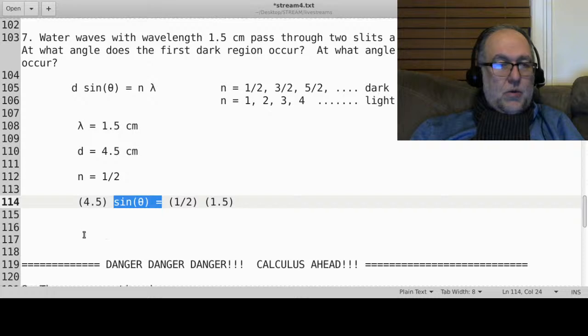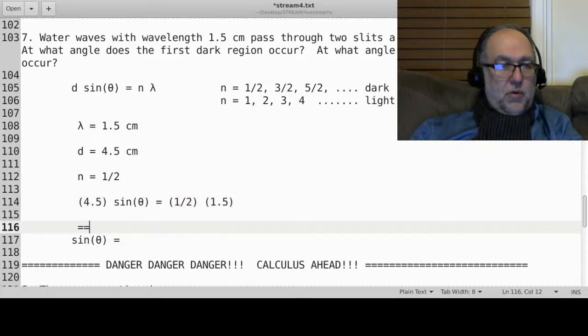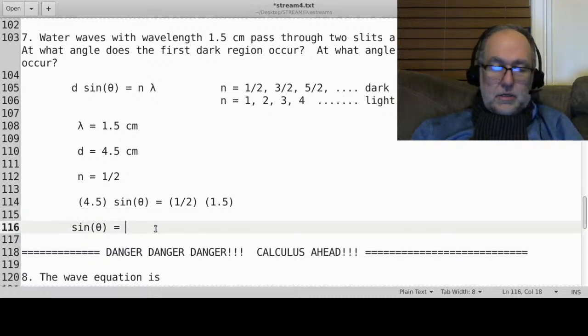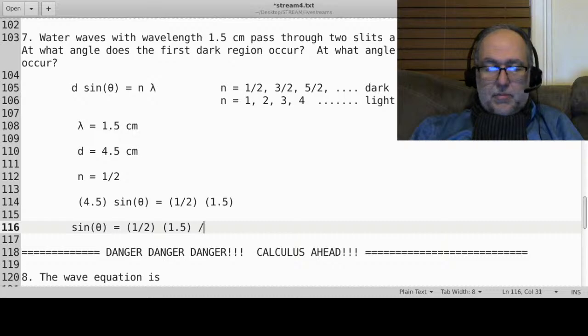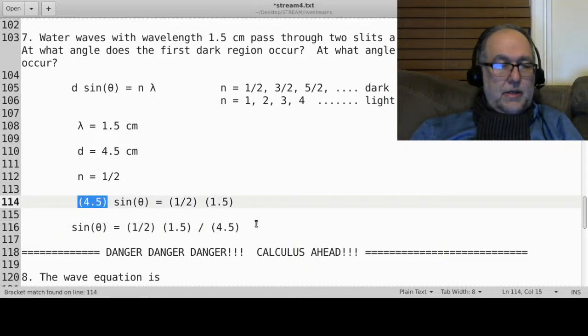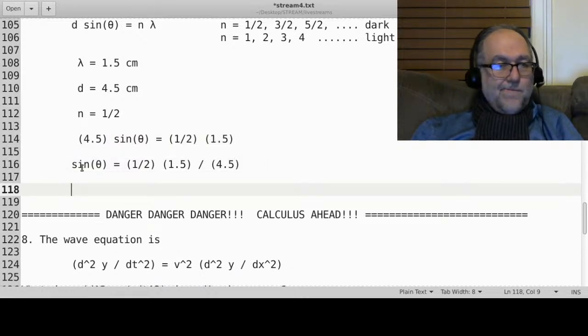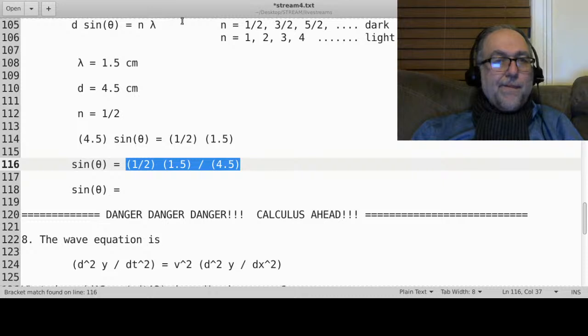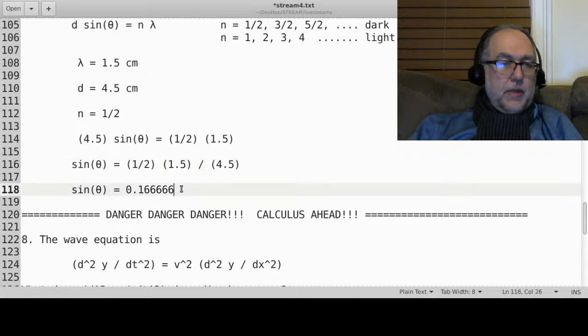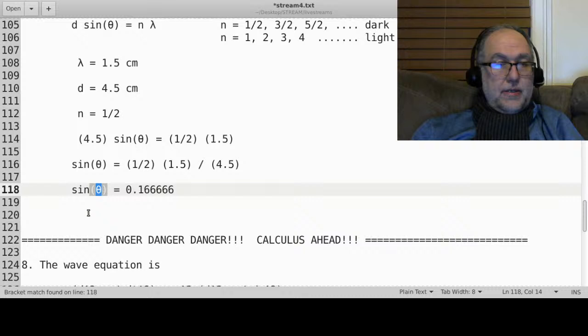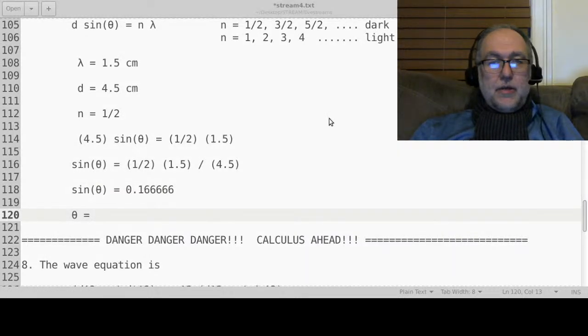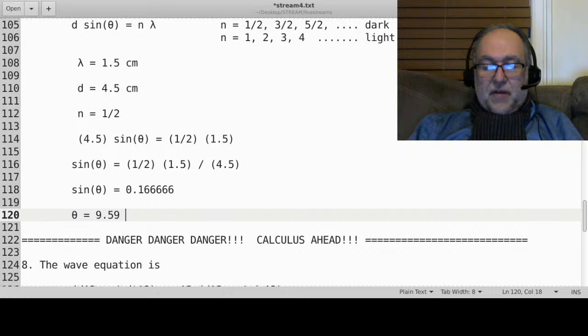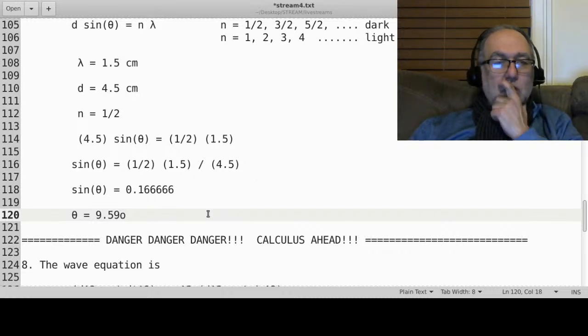Well, sine theta is going to equal, divide both sides by 4.5, right? Okay, so we've got this divided by that. All right, and what's that going to equal? Like that. And then take the inverse sine of both sides. And that'll give you a theta of 9.59 degrees. Okay, so for the first dark region.